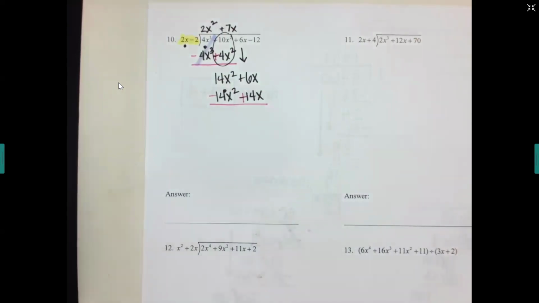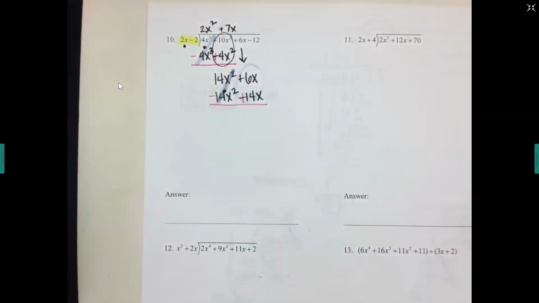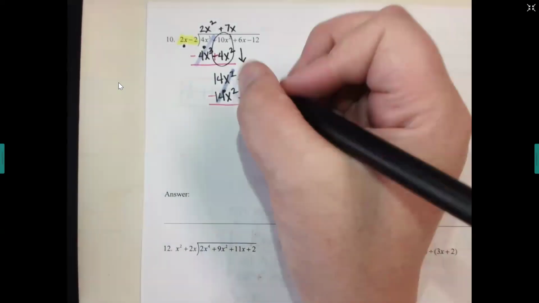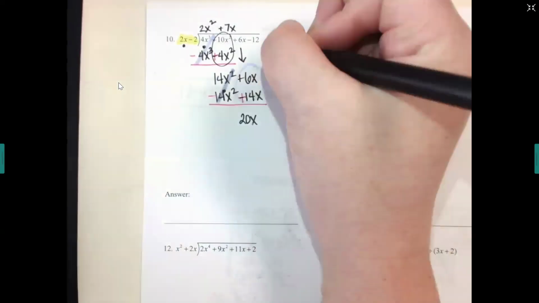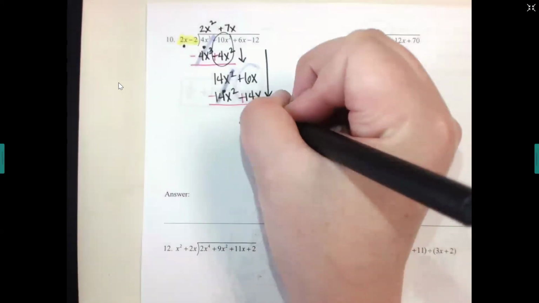14 minus 14 is going to cross out. Remember, that has to happen or you didn't pick something right. And then 6 plus 14 for my x's is how many? 20x. Last term, carry down the minus 12.